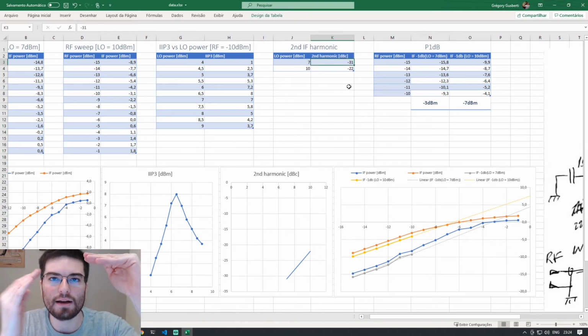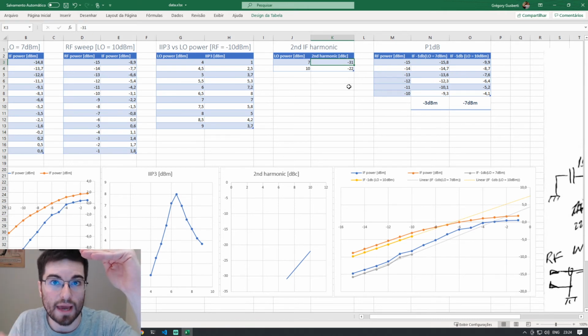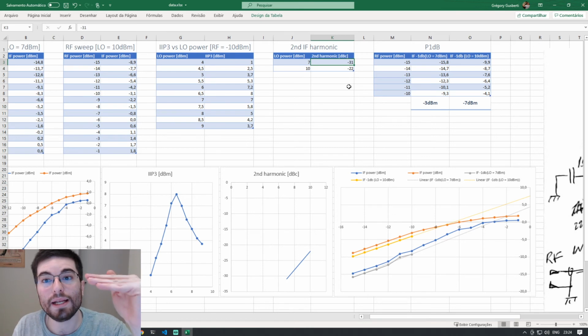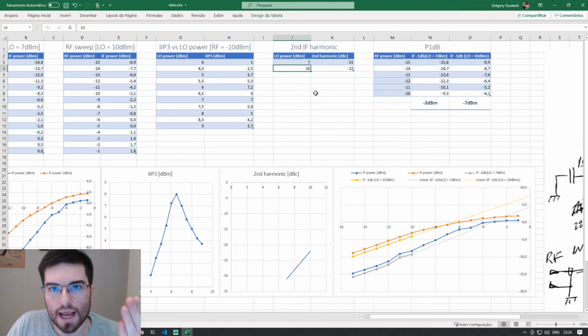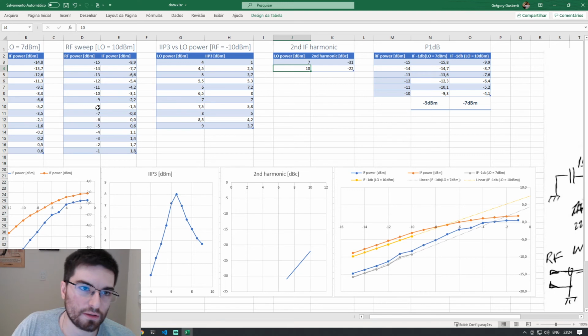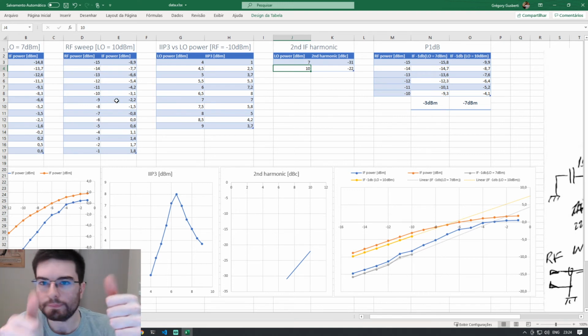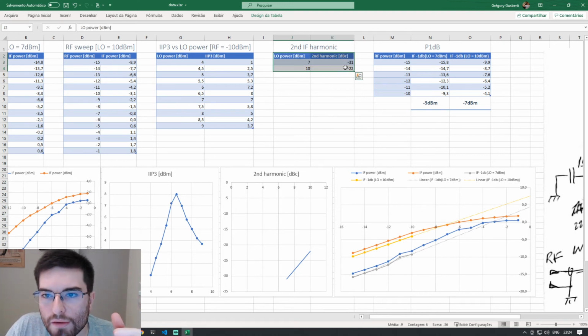So the second harmonic of the IF, the spurious frequency at 20 meg, is 31 dB below the IF. That is our frequency we are interested in. When we increase the LO power to 10 dBm, we increase our conversion gain. Okay, good. But now we have almost 10 dB more power at the second harmonic.